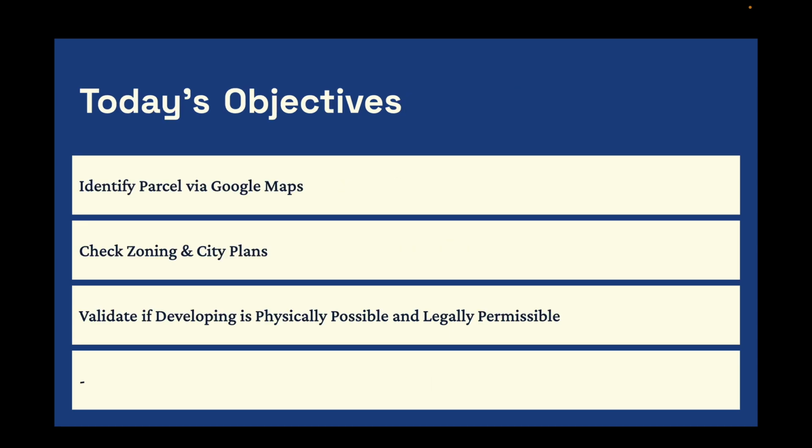So for today, we're just going to be going over physically possible and legally permissible. We're not going to get into the financially feasible. And we're going to go ahead and start by identifying a parcel, checking on zoning and city plans, and then seeing if it's an actual valid development that we can do.